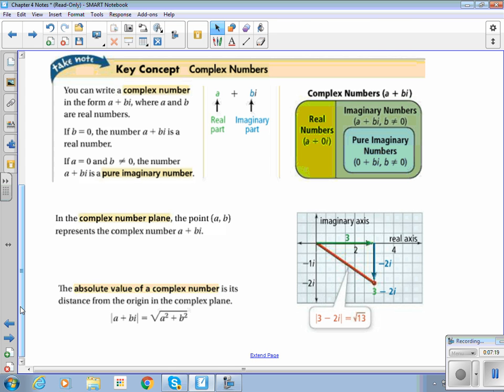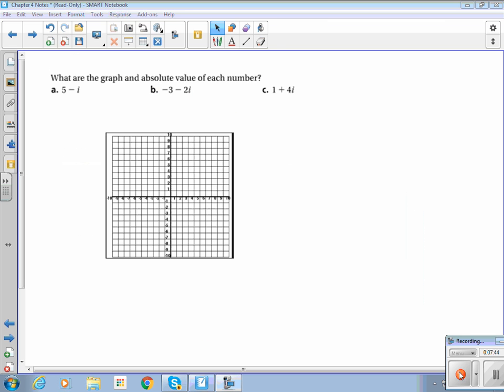So we got to make sure we highlight this little equation, because this is a quick and easy calculation that you're probably going to see on your assessments. Absolute value of a plus bi is equal to the square root of a squared plus b squared. So we're going to do the graph and absolute value of each of our numbers. So we're going to say that this is like 1i, 2i, 3i, 4i to 10i.